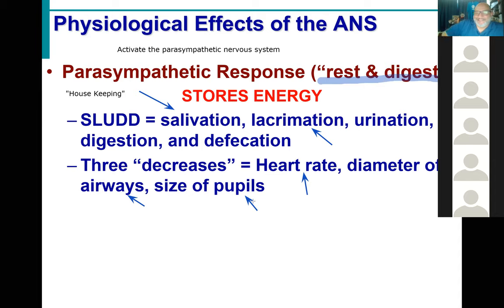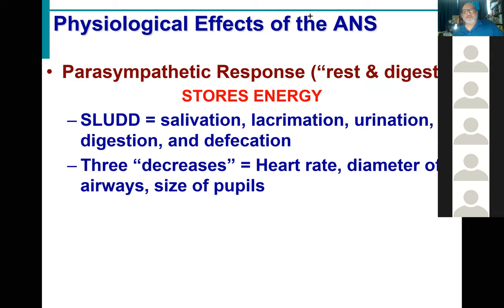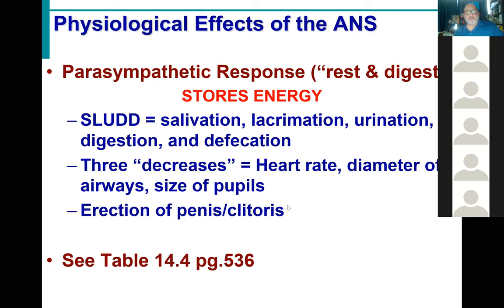But again, you can see that by activating this, that's got to not be a fun thing to be, drooling at the mouth, tears coming out of your eyes, your airways constrict, your heart rate decreases, your pupils constrict. So all of those effects that he had as a result of that. I remember we also talked about our parasympathetic nervous system leads to that arousal, the erection of the penis and clitoris. And your book, although I'm not sure that page number is correct. So let's get rid of that.